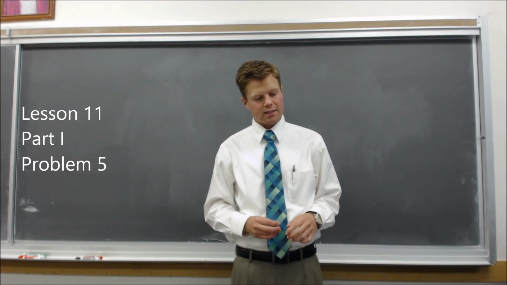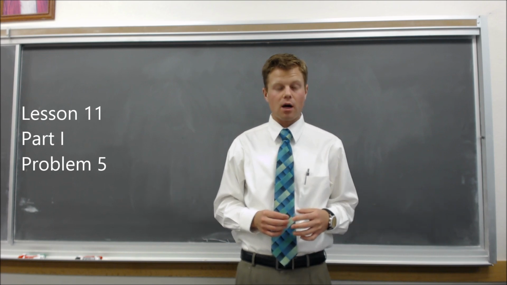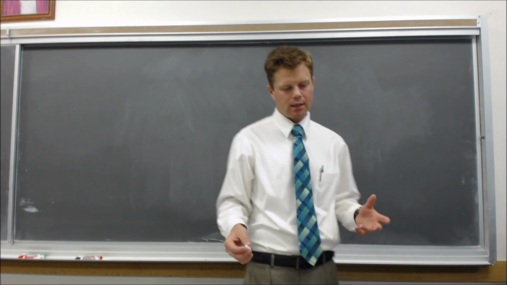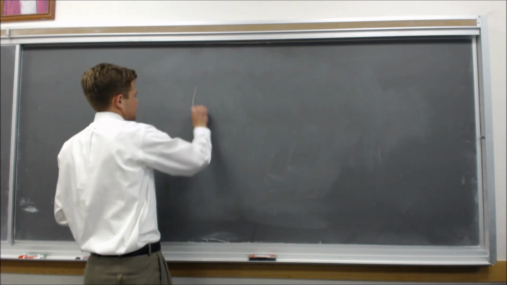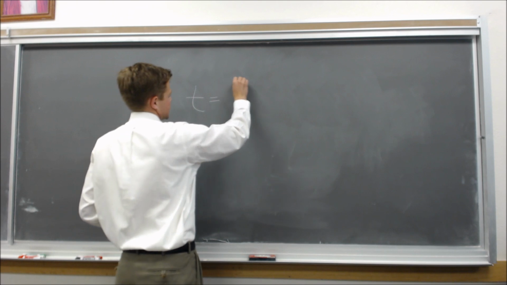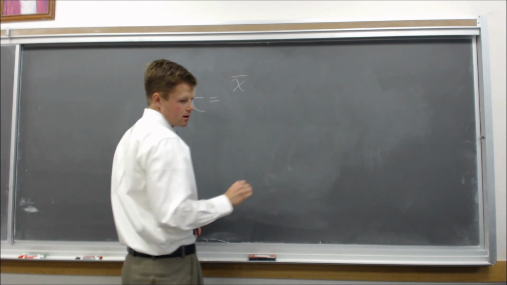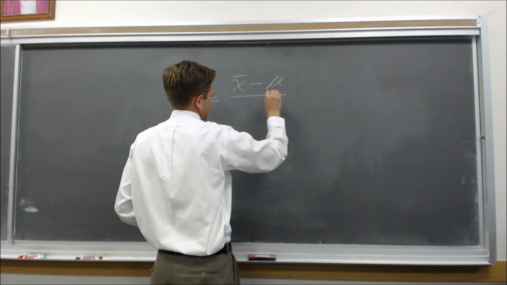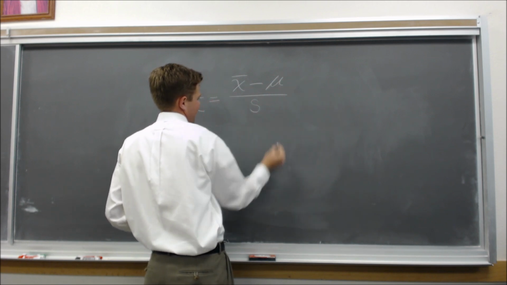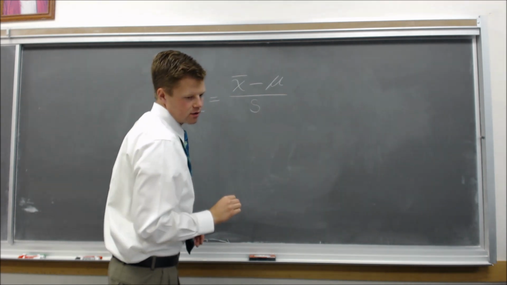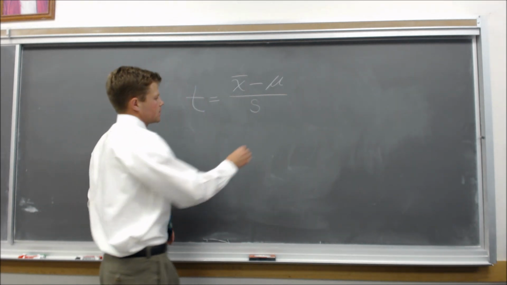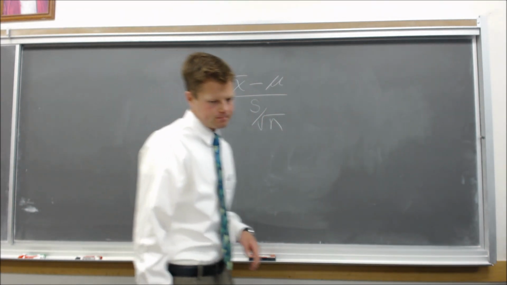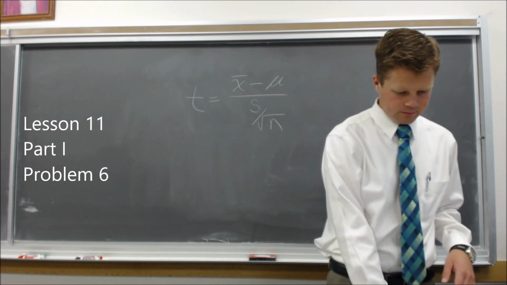Question 5. When conducting a hypothesis test for a single mean with sigma unknown, what is the formula used to compute the sample test statistic? Okay, here again, very similar to the z, but with just a few minor changes. So we still have our x bar, and we still subtract our mu, but this time we divide by s, which is the standard deviation of our sample, and then square root of n still. Okay, so just a little bit different.